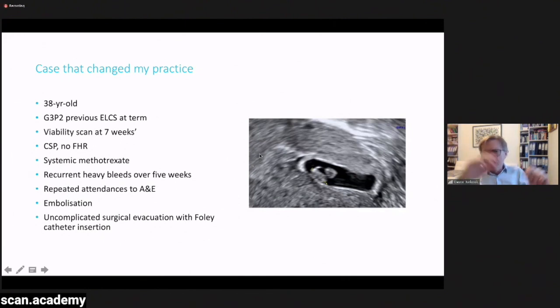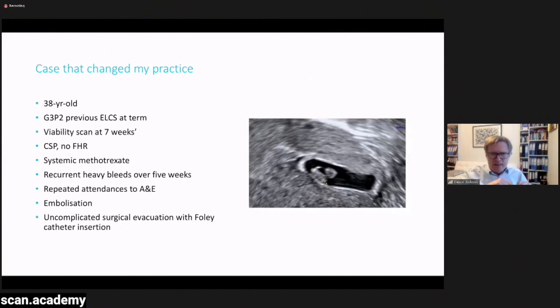And I said, oh my God, this scar pregnancy, let's admit you. I'll give you standard methotrexate, a couple of doses to bring the HCG down. And then she went home and then she came back to casualty, bleeding heavily, once, twice, blood transfusion. I said, let's embolize you because it's getting really serious.